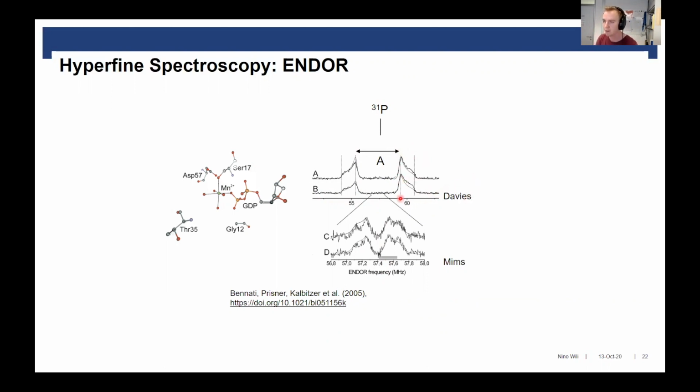And actually, this doesn't really work for very small couplings, because you need this selective pulse, and if you still want to have a signal, you can only choose the excitation bandwidth so narrow. At one point, you just don't have a signal. But there are other ways to do this. There's a Mims variant of ENDOR, which I'm not going into, but then you can also resolve these smaller hyperfine couplings to more remote phosphorus atoms.